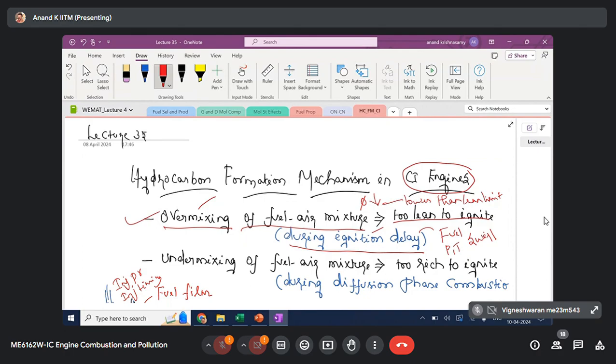So ignition delay is what is causing this SC emission through over mixing. If you could reduce the delay time, you will be able to reduce over mixing, and thereby you can bring down the SC level. So this is one of the important variables that causes SC emission in a CI engine.